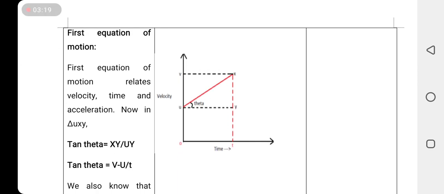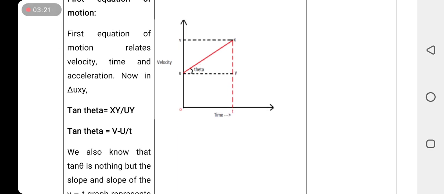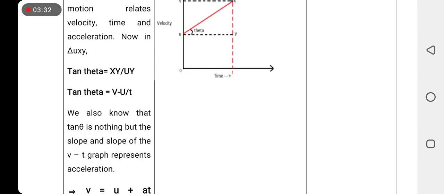First equation of motion. The first equation of motion relates velocity, time, and acceleration. Now, from the figure, tan theta is equal to XY over UY.